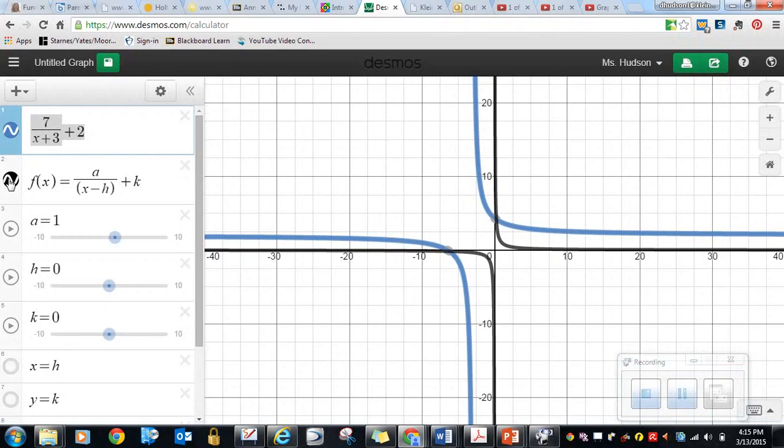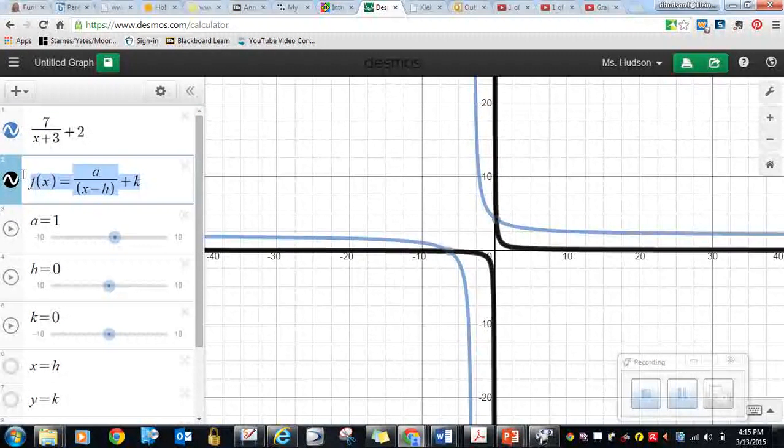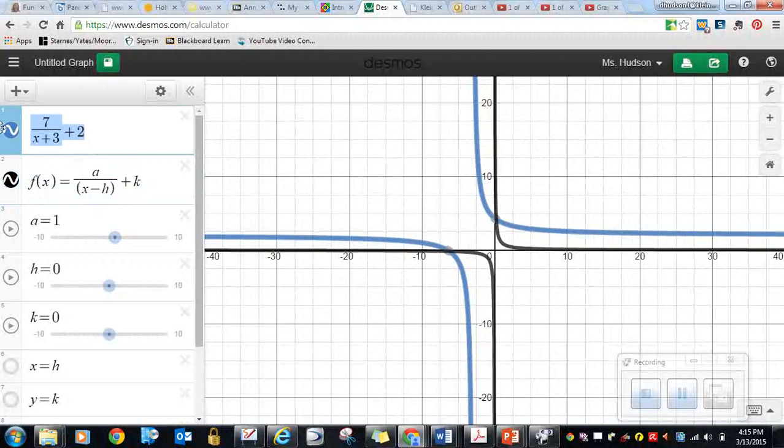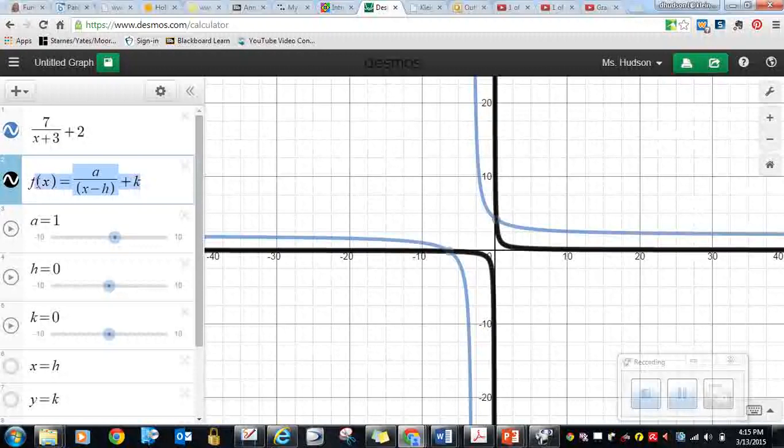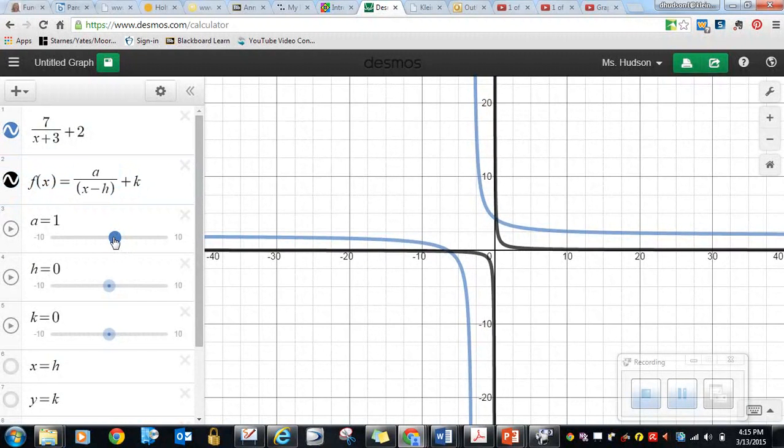Our parent function in black is technically f of x equals 1 over x, but we know that when you transform it, there are several places inside the function that can change. Now, if we compare our transformed function to the function we've been given, we can see that instead of a, we have a 7, and that's a vertical stretch. So if I want to make my parent function closer, I would make that a be a 7.